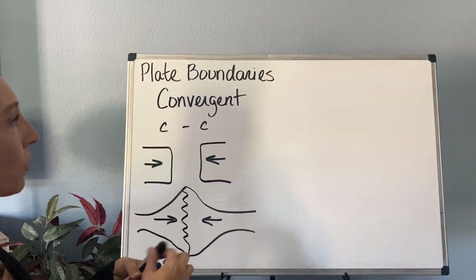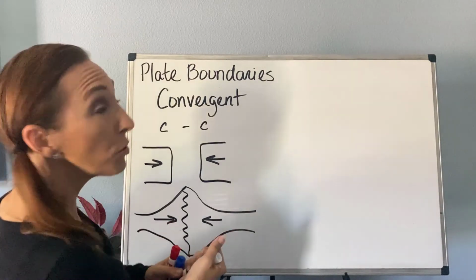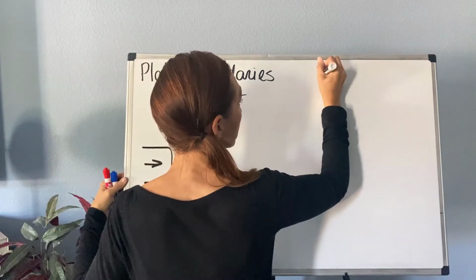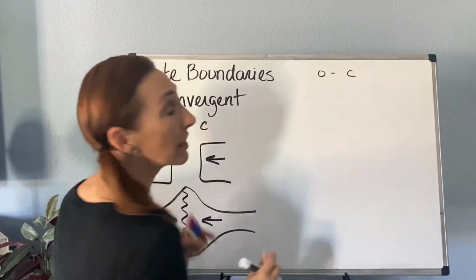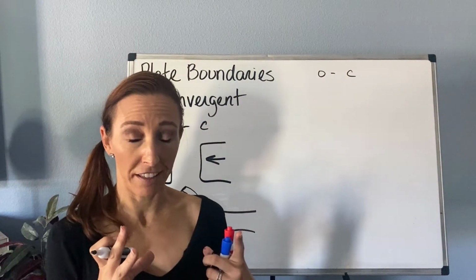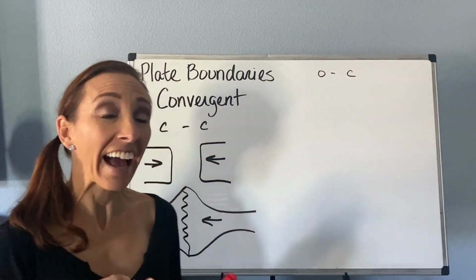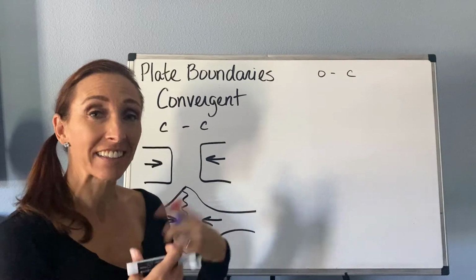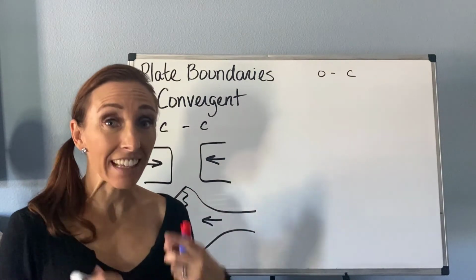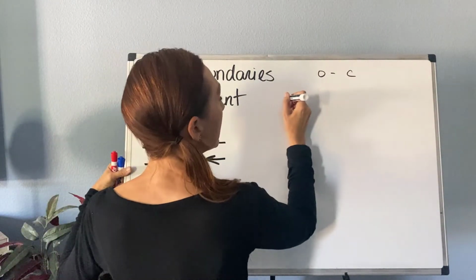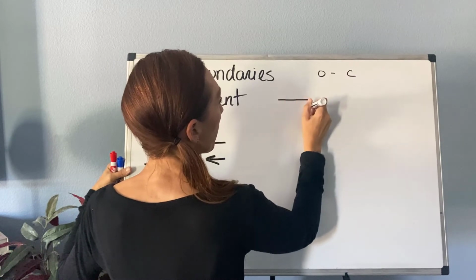If I go over to ocean to continent, this is a little different because now I don't have two similarly sized vehicles. I have one, the oceanic crust, that's going to be more dense and thinner. And so when these approach one another, what will happen?